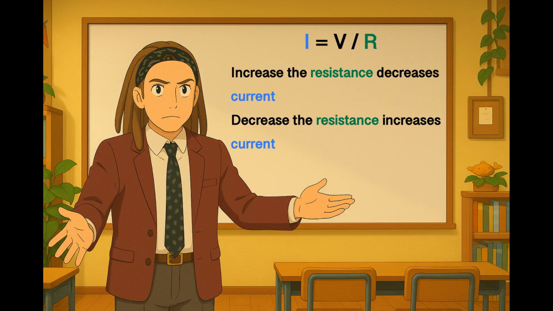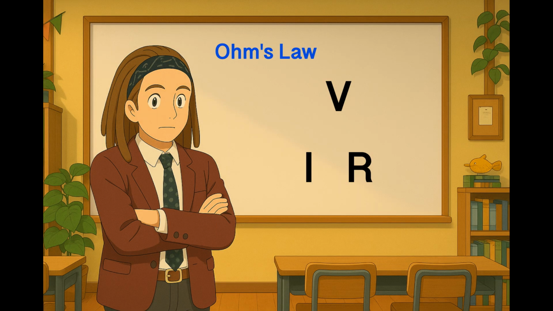Now, if we keep the voltage constant, same battery, if we increase the resistance, swap for a bulb with higher resistance, the current flowing through it will decrease. Same push, but more opposition means less flow. If we decrease the resistance, swap for a bulb with lower resistance, the current will increase. Same push, less opposition means more flow. This conceptual exploration helps us grasp the direct and inverse relationships within Ohm's law.